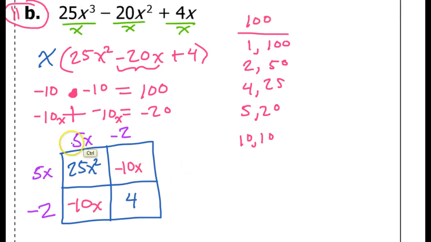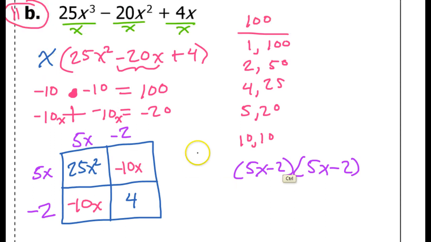This will give me a binomial times a binomial. Okay, I have 5x minus 2 from the left, and I have 5x minus 2 from the top. However, because there was a GCF right at the beginning, this is not the final answer. We must include that common factor in the final answer.